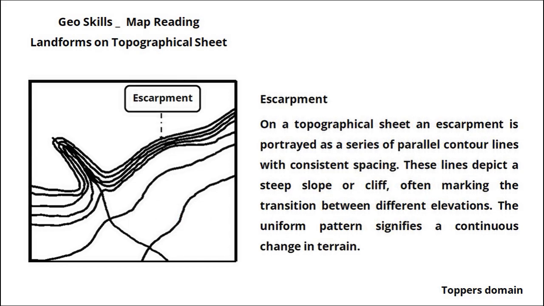Transitioning to an escarpment, notice a series of parallel contour lines with consistent spacing. An escarpment is portrayed as a series of parallel contour lines with consistent spacing. These lines depict a steep slope or cliff, often marking the transition between different elevations. The uniform pattern signifies a continuous change in terrain.